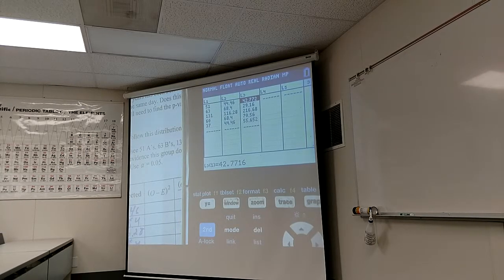This kind of stuff I'm fine with doing in the calculator because this is not Math 88. I'm not testing to see if you can subtract. So this is perfect. This is exactly what a calculator is for.